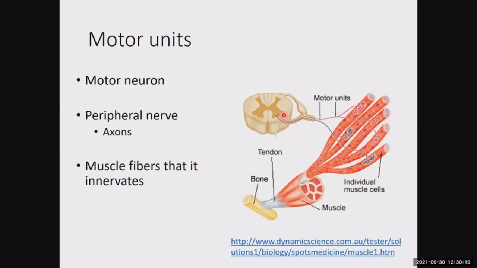Okay, so we have the motor neuron, the axon process going out, and then as we get out into the periphery, into the actual skeletal muscle itself, we see that these axons are able to split and branch out so that they make connections with multiple skeletal muscle fibers. And so a muscle unit or a motor unit is the motor neuron within the spinal cord, and then all of the muscle fibers that it innervates.